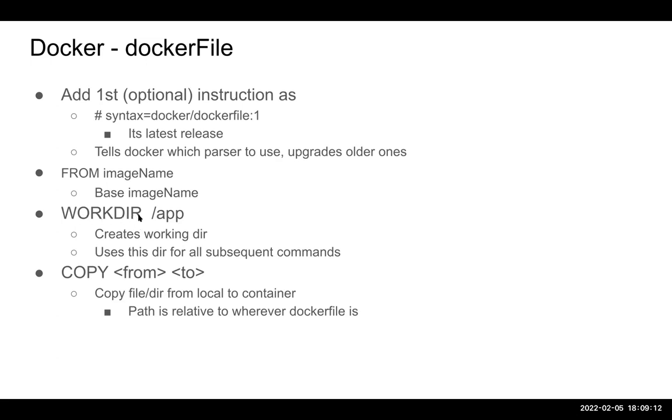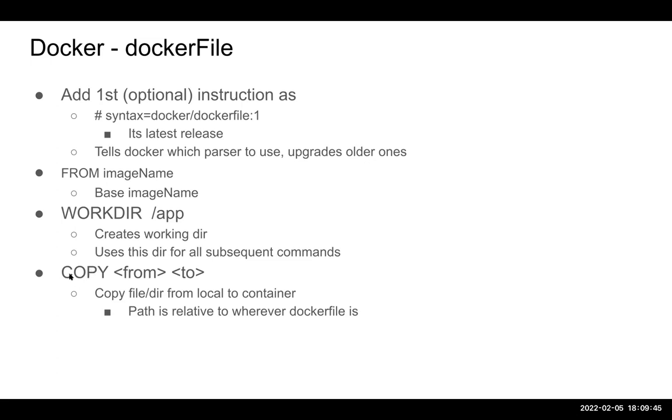WORKDIR creates a working directory on your Docker image. And I will show you an example of that as well. Once you create a work directory on the Docker image, it will use this directory for subsequent commands. So anything you do after this, Docker will assume that it's as good as you have used cd /app. Here I'm giving /app, right? WORKDIR /app. So it's as good as cd /app, and every other command will be under this.